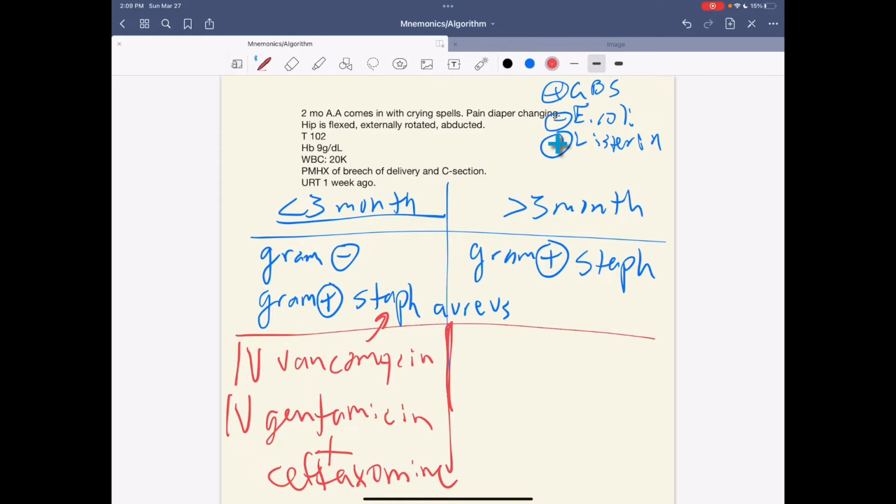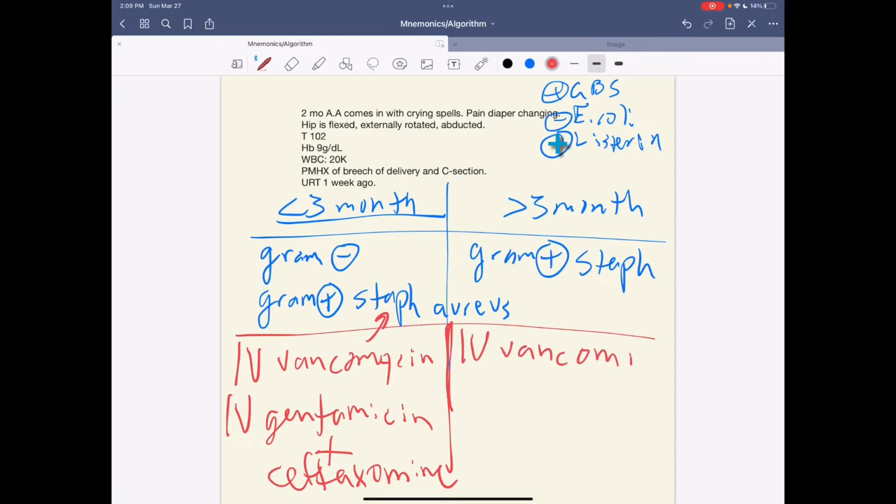So ceftriaxone gets hepatically cleared, and if you have immature hepatocytes, that can cause cholestasis and increase liver function tests, and can cause a little bit of hepatitis in the child. We don't want that. So this is the cocktail in a child under 3 months old.